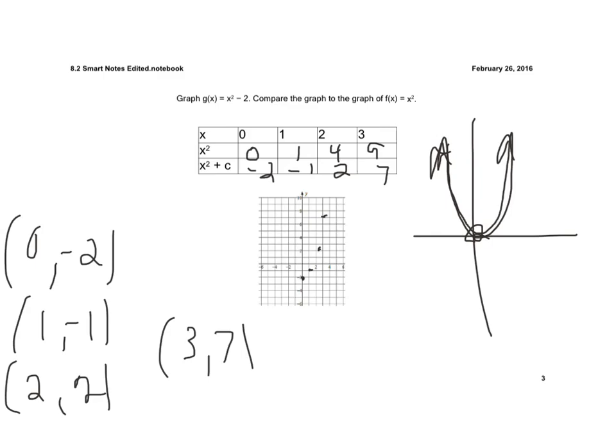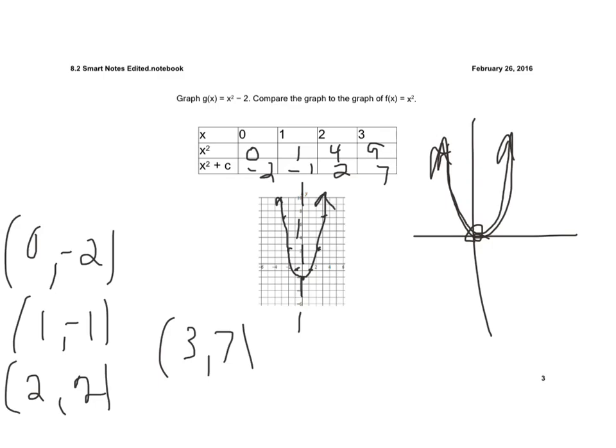Then, just as we did last night, the points are symmetric. So here's my line of symmetry. I have a point over here, a point that matches up right over here, and then the other point that matches up here. So now I have my graph.